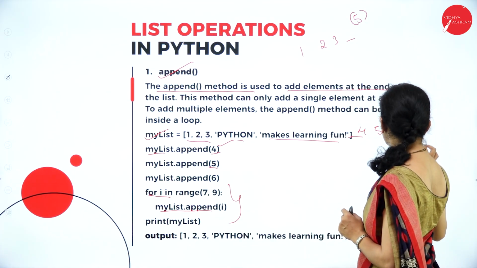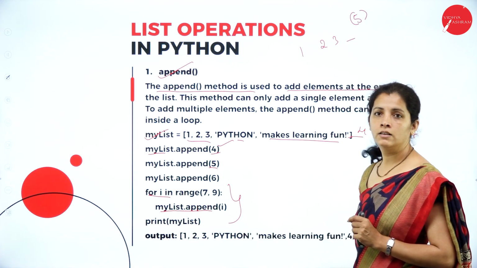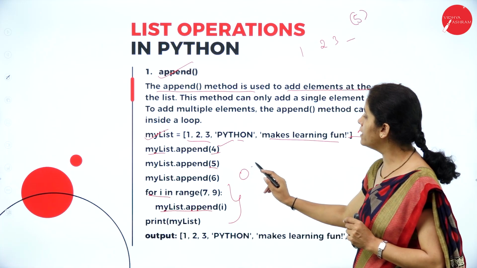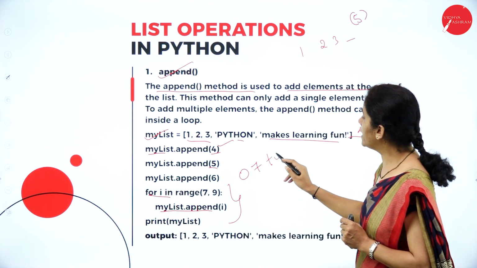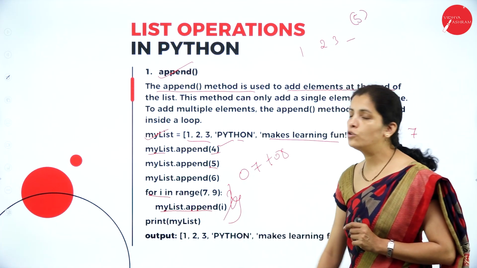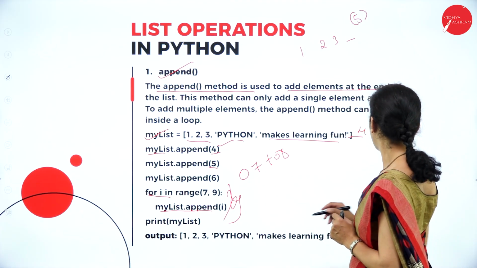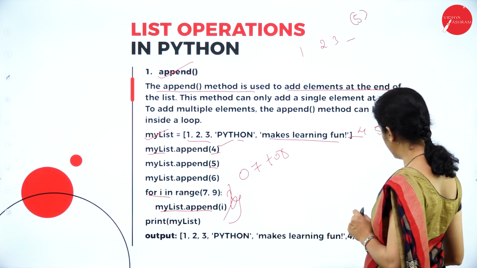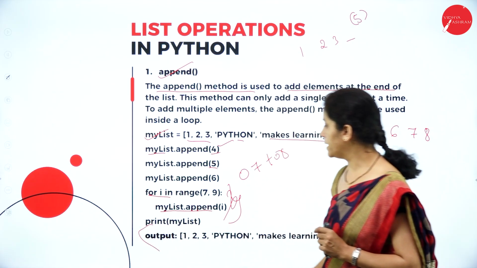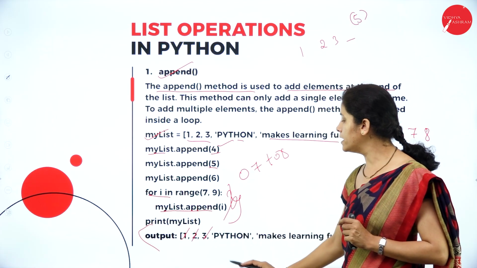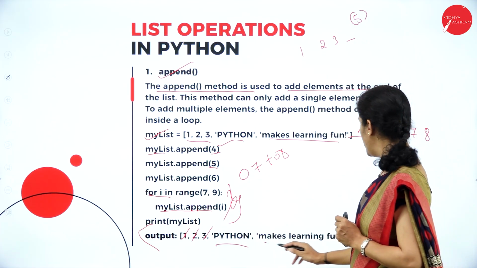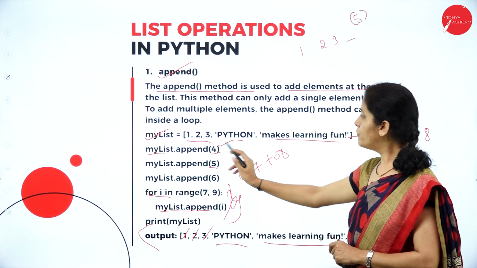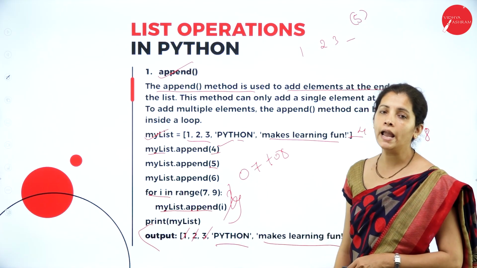So I'll get the 7 and, okay, range function. 7 to 8, only 2 times, this for loop is going to execute. So I'm going to get the output 7 and 8. See the output here. I'm getting the output 1, 2, 3, Python makes learning fun as it is. Then I'm going to append the values 4, 5, 6, 7 and 8.